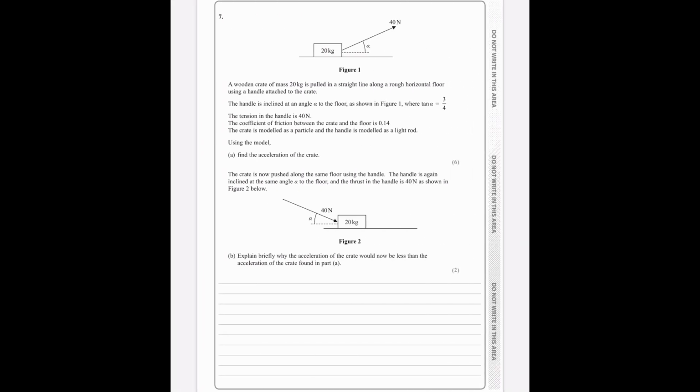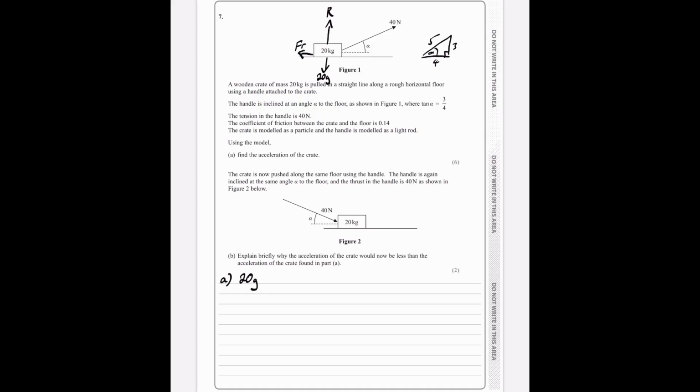Question 7. So we've got some friction. We've got a pulling force, we've got a normal reaction force. We've got a weight. Friction's going to be acting against the direction of motion. The weight is 20g. It's the mass times g. Worth noting, a little triangle here tells us that tan of alpha is 3/4. So we're dealing with a 3, 4, 5 triangle that just helps us with some of our calculations.